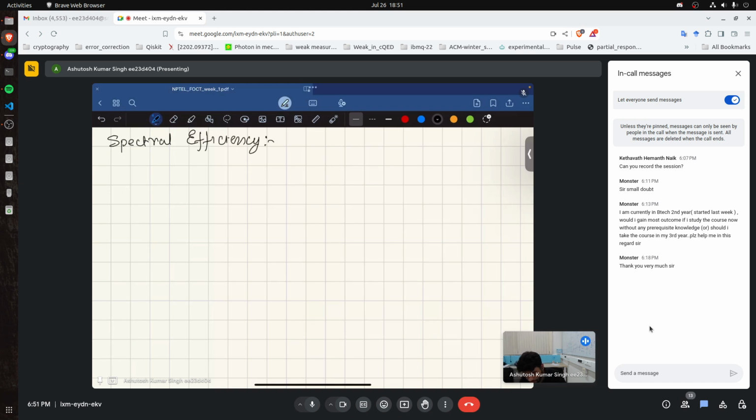Spectral efficiency talks about spectral efficiency. Let me define it. Spectral efficiency, or SE, is defined as transmitted bit rate divided by bandwidth utilized.